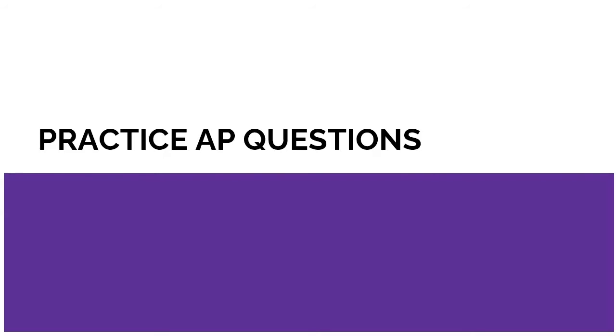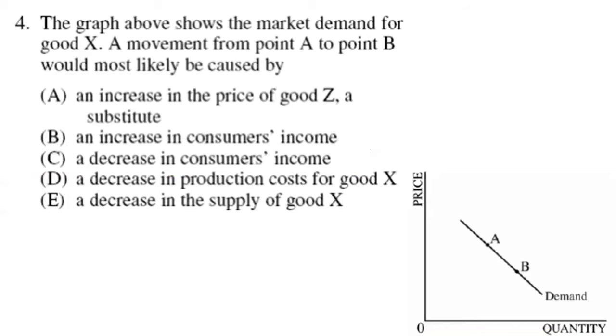All right, so this is going to be the review and the explanation of the practice AP questions for market disequilibrium. So let's get started. This question shows us a downward sloping demand curve, and it asks about a movement between point A and point B. What is going to cause this movement from A to B?